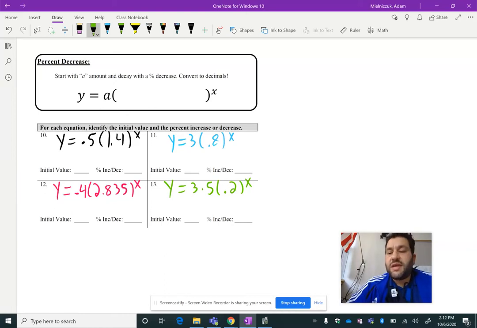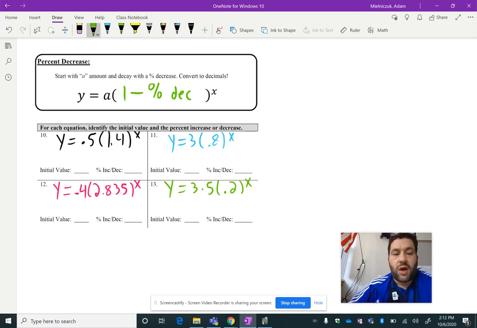All right, so percent decrease is very much like percent increase in that we have A as our starting amount, and then we have decay as a percent decrease, and we have to convert it to decimals. The only difference is that it's y equals A times 1 minus percent decrease. Okay, that's really the only difference between the two.